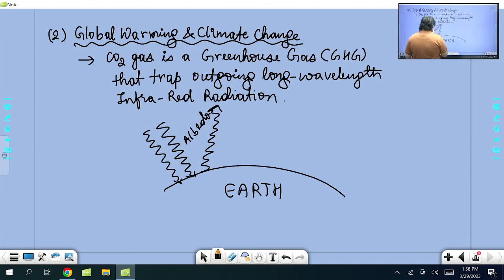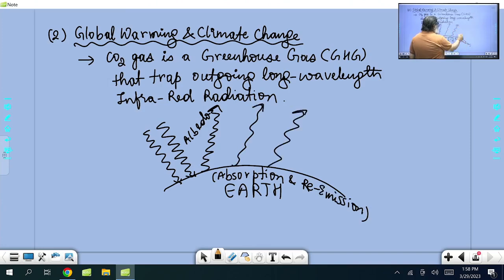Another thing that happens: the earth will absorb. There is something called absorption and re-emission. There is also emission. When the land becomes hot, it releases infrared radiation. This is IR, long wavelength radiation. When the land and water become warm, they give out radiation.